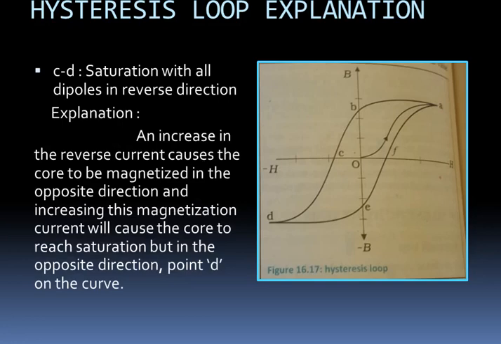Now let's come to points C to D, which belong to saturation with all the dipoles in the reverse direction. It means that when the magnetizing current is along the negative x-axis, then the dipoles of the ferromagnetic material start aligning themselves in the opposite direction, and its complete explanation is as follows. An increase in the reverse current causes the core to be magnetized in the opposite direction, and increasing this magnetization current will cause the core of the ferromagnetic material to reach saturation, but at this time in the opposite direction, shown by point D on the curve.